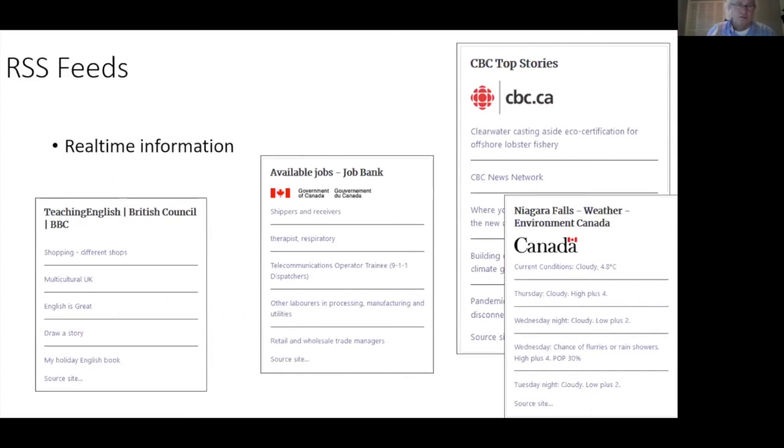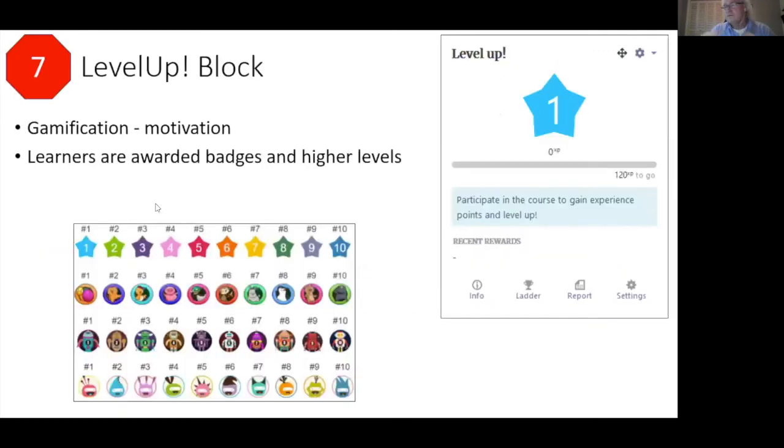So you can see here, I have some activities from the British Council, the Job Bank of Ontario, top stories from CBC, the weather in Niagara Falls, Canada. These all have hyperlinks, so you can click on it and go straight through to the bigger picture or more information about what's going on there. Okay, so that's the RSS feed.